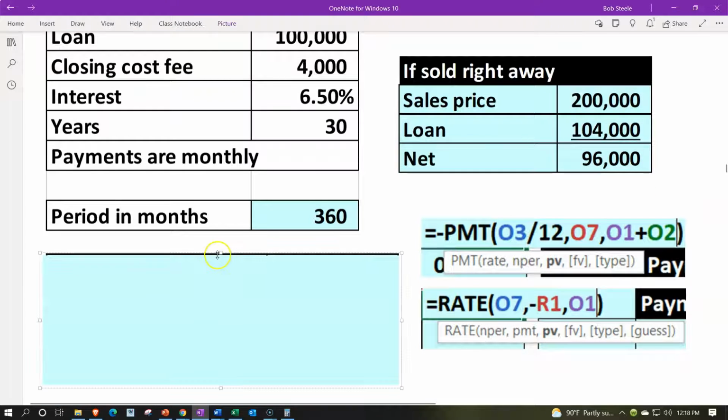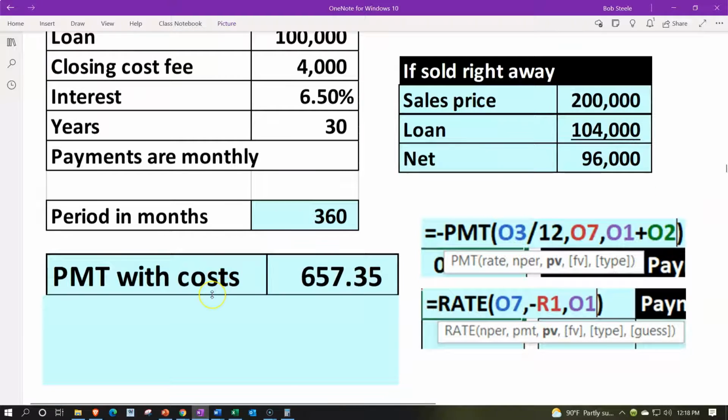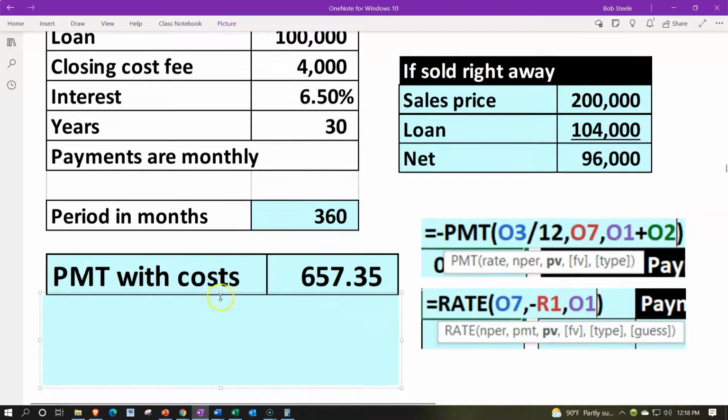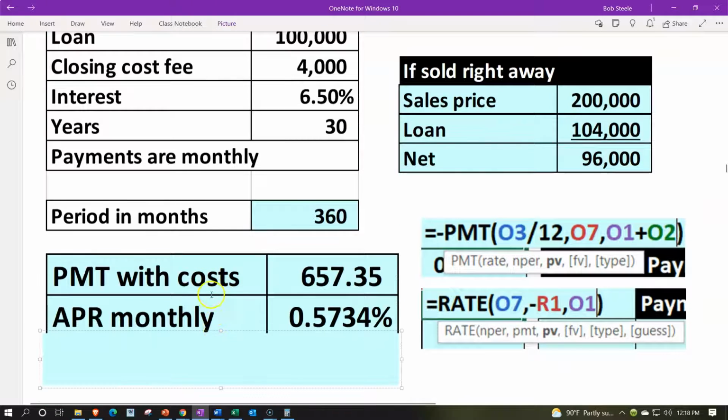So let's see, same calculations down here. We're going to say the payment with the costs. Here's our payment calculation. Payment is going to be the rate, which is the 6.5 divided by 12, because that's the yearly rate. So we divide it by 12, comma, number of periods is now going to be 30 times 12, or 360, and then comma, the present value is now the 100,000 plus the 4,000, or the 104,000. Then we have the APR monthly.